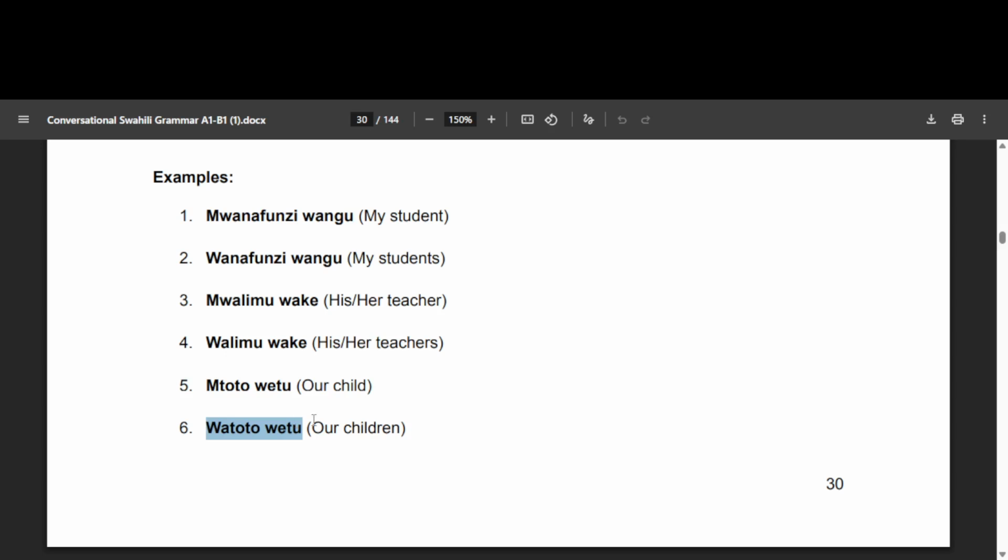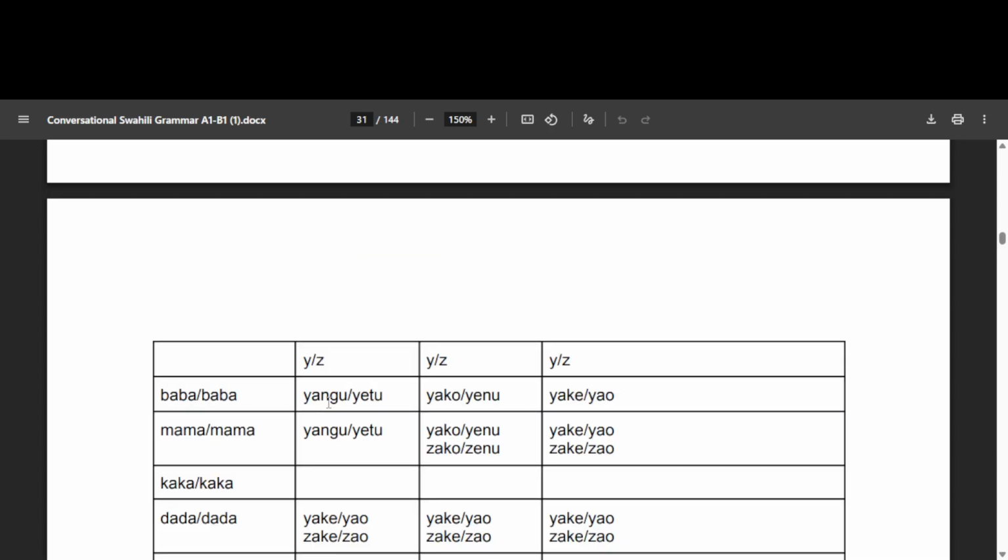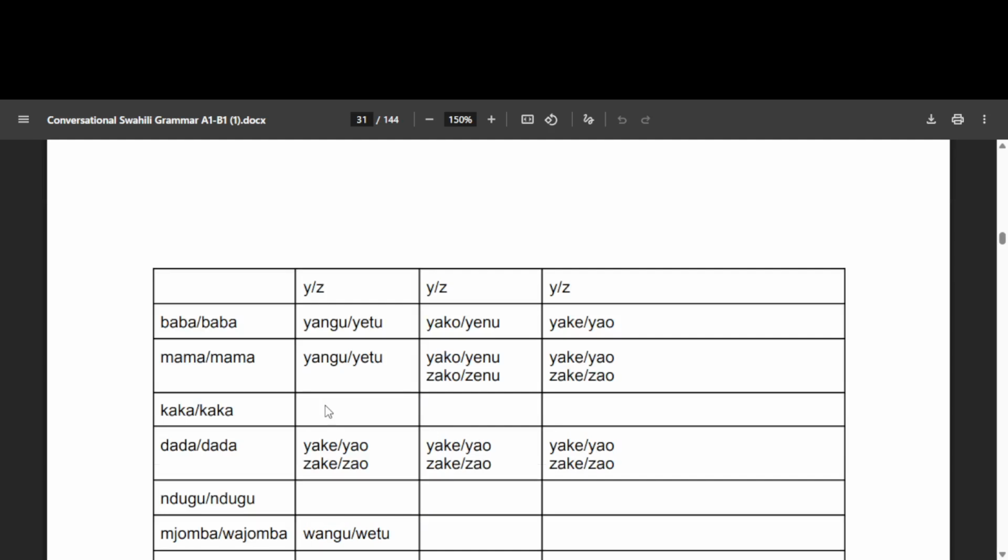Let's see exceptions, as I said. Exceptions for this M-wa class. This table might not be in your version. I added this table while I was explaining to my students in my online class.